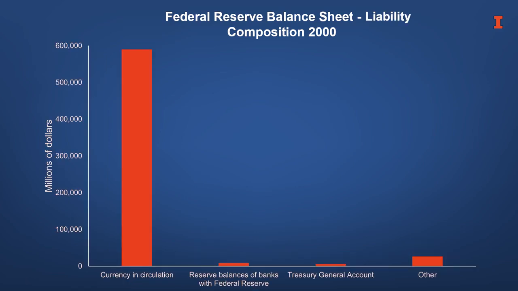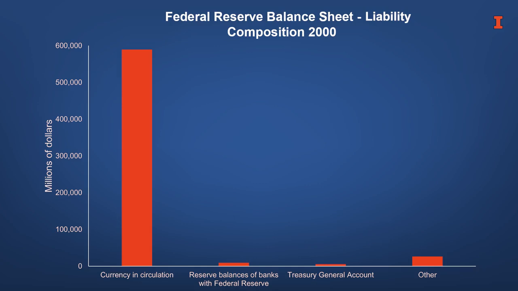Now, let's look at the liability side of the balance sheet. Here, the largest position is currency in circulation. That is, the dollar notes and coins in your pocket, worth $590 billion. Then, there are reserve balances of banks with the Federal Reserve. These include both required and excess reserves.